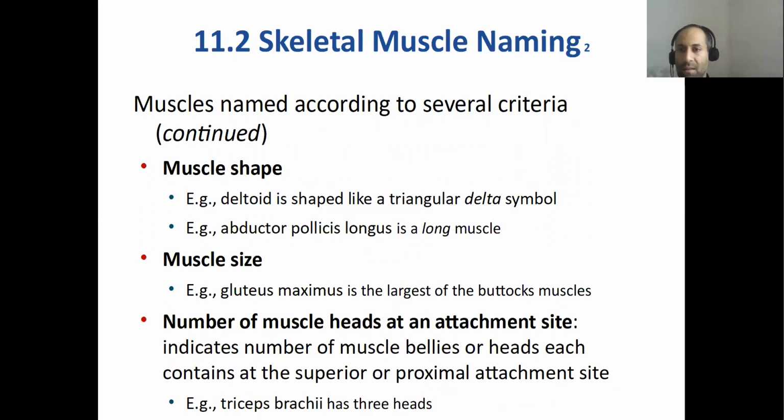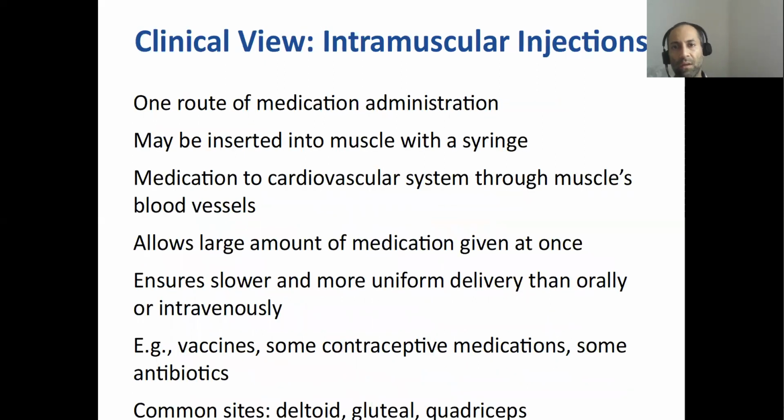Muscle shape, like the deltoid, which is like the Greek letter delta, or trapezius in the back, so a diamond-shaped, trapezoid or trapezium-shaped muscle. And muscle size, like gluteus maximus. Maximus means it's a large muscle, the largest of the buttock muscles, as you can see here. Then there's the number of muscle heads at an attachment site. Again, biceps is two-headed, triceps brachii is a three-headed muscle.